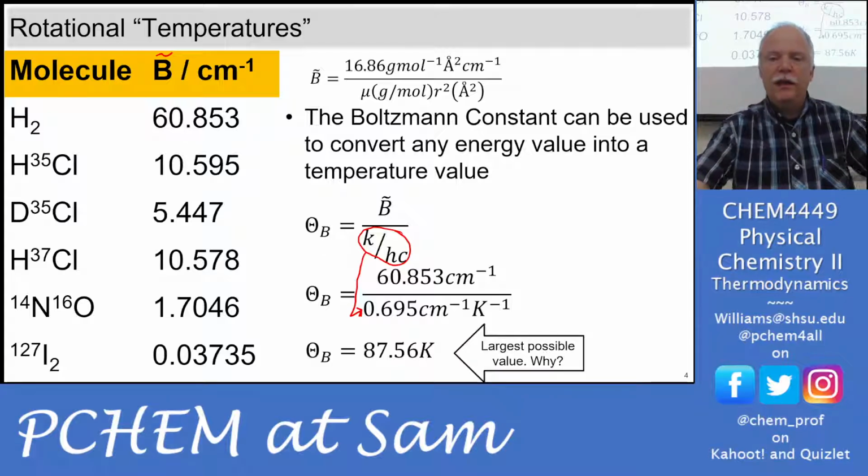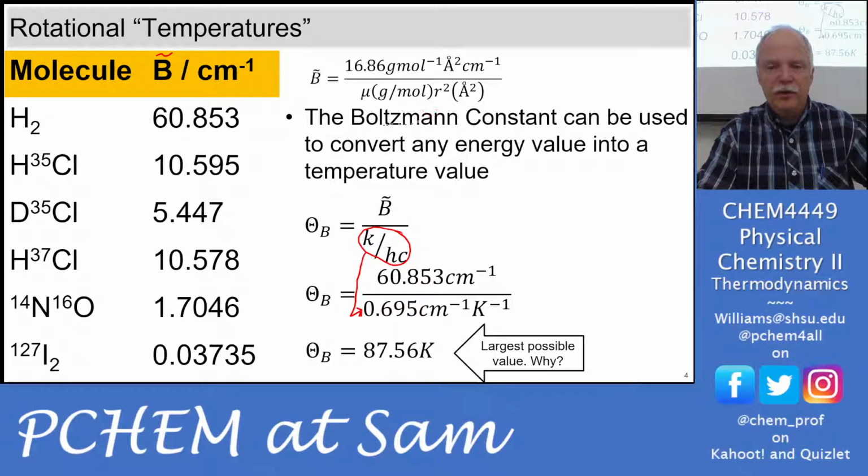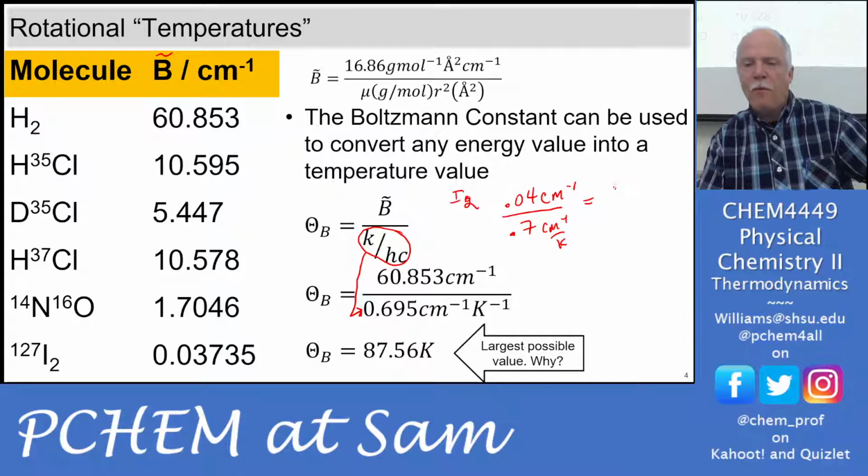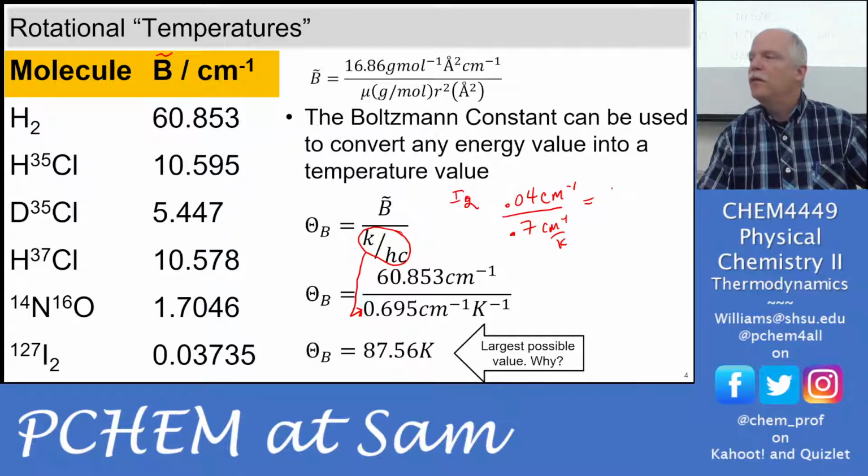And so let's look at iodine. So let's do 0.03 or 0.04. Let's just say 0.04 wave numbers, iodine, I2. Let's make it easy. This Boltzmann's constant, let's make it 0.7. Okay, can somebody do that real quick with their calculator?